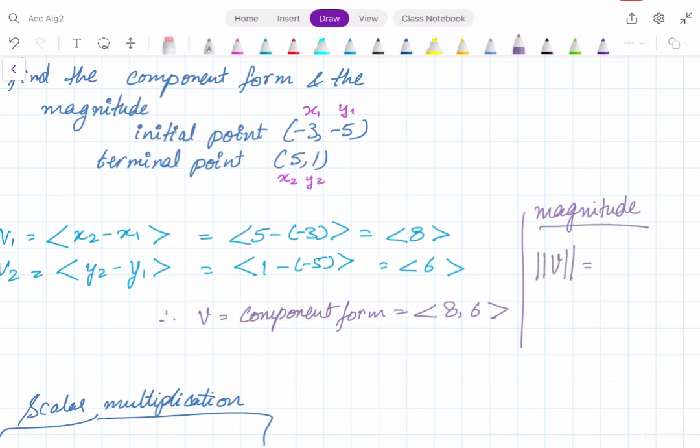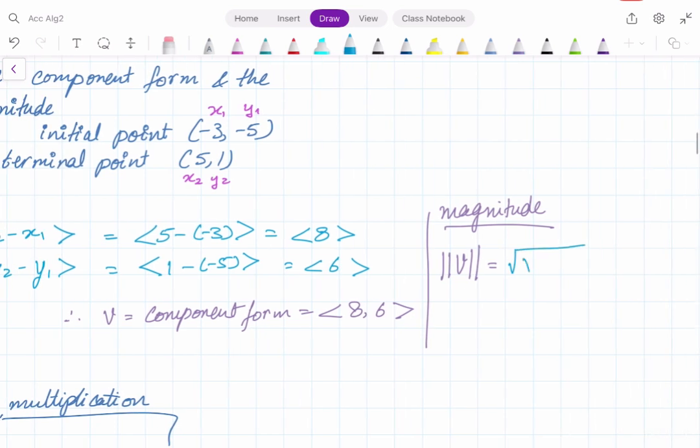And because we are talking about the vector, we are talking about magnitude. So use the symbol of the magnitude, and then v1 squared, which is x2 minus x1 squared, plus v2 squared, which is y2 minus y1 squared.